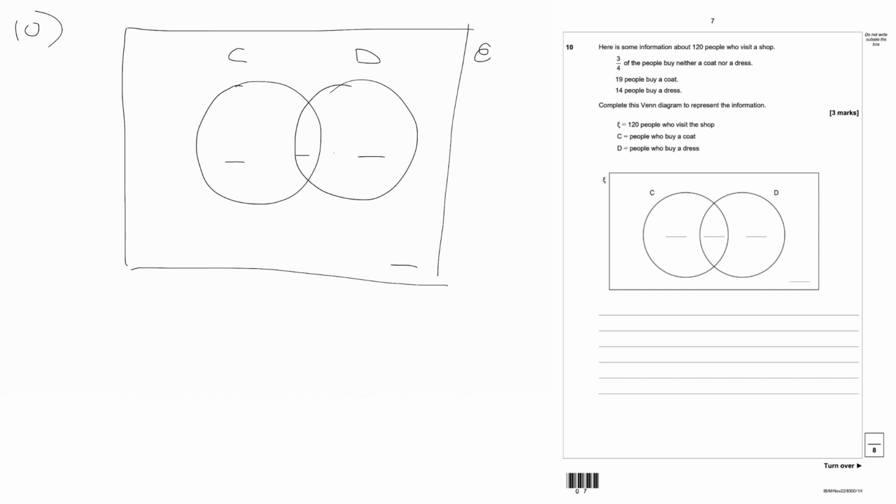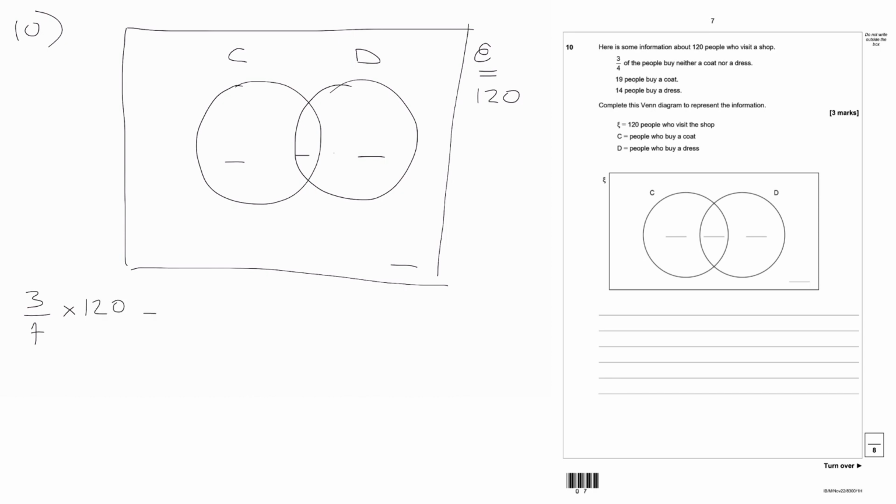So the first thing that we can work out here is going to be the number of people who buy nothing. So we know that 120 people have visited the shop, and we're told that 3/4 of those buy neither a coat nor a dress. So in this case, to find the value in the bottom right hand corner, it's just going to be 3/4 times 120, and this is 90.